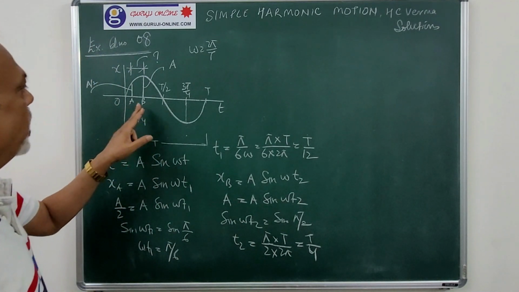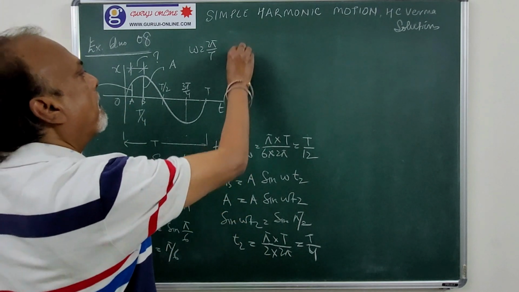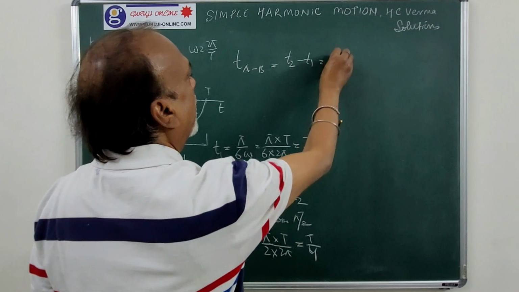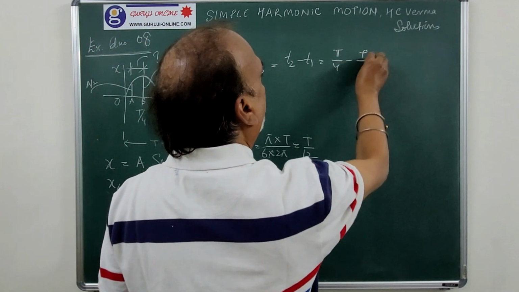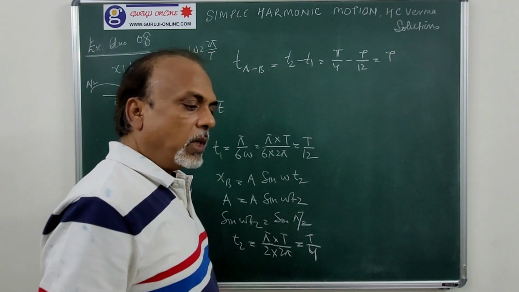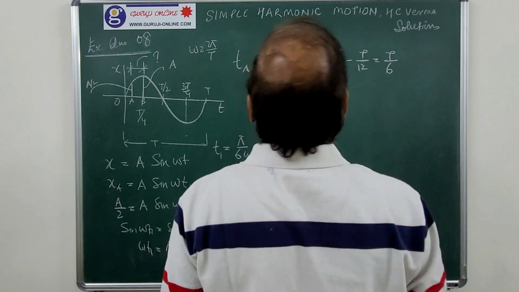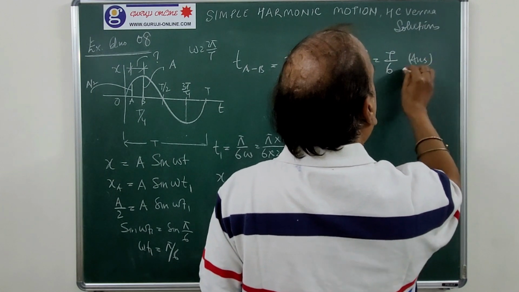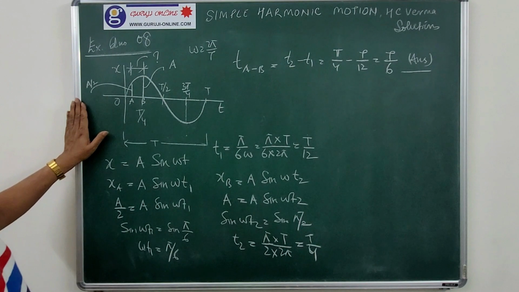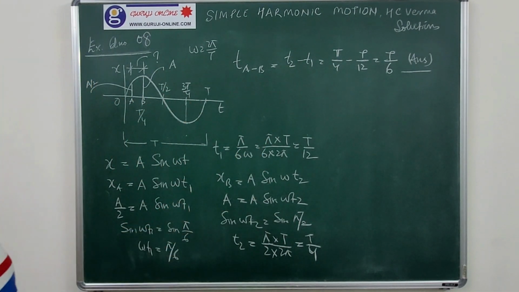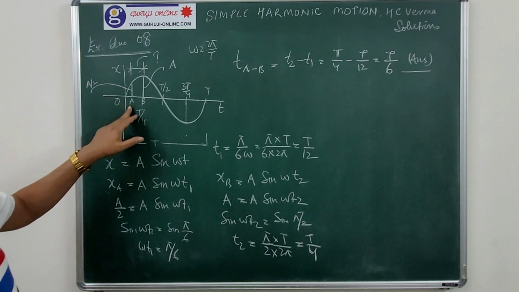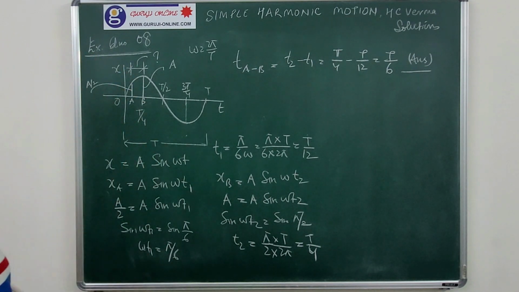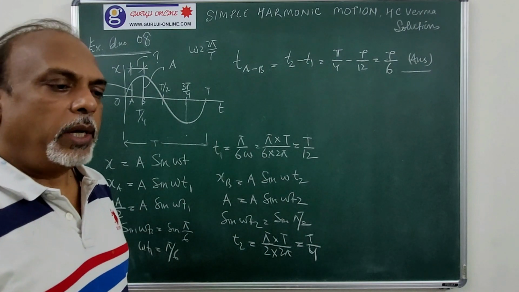So what will be the time it will take from A to B? That will be nothing but t2 minus t1, T by 4 minus T by 12. If you calculate this, it will come as T by 6. So this is your answer. Your particle will take T by 6 time to go from A, where the displacement is A by 2, to B, where the displacement is the full amplitude. So this is the solution of question number 8.